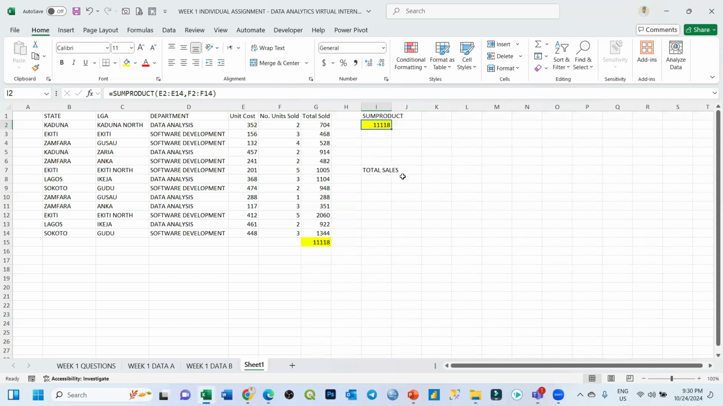So please, do you get this? This is what SUMPRODUCT is all about. And I think this is where we're going to stop on SUMPRODUCT and let's continue.